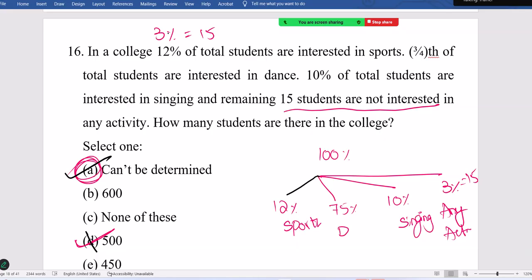Yes, but they didn't mention only singing. I can go with the answer 500 if they mention that 3 by 4th of the total students are interested in only dance. Or 3 by 4th of the remaining people, not these people, remaining people only in the dance, remaining people only in singing. They didn't mention that. That gives the problem. It cannot be determined as well. Guys, are you understanding my issue? Mathematically, from a calculations point of view it is 500, but there is a glitch. Shall I go with cannot be determined or 500? Which one?